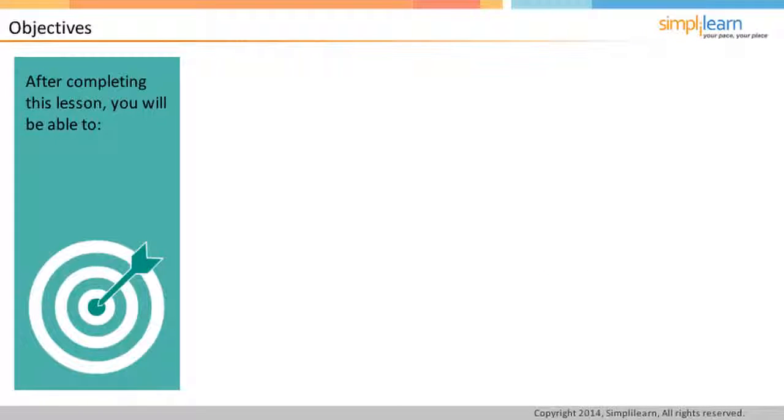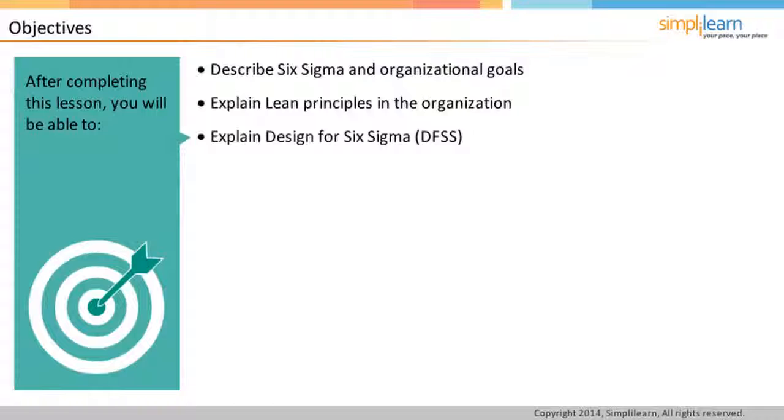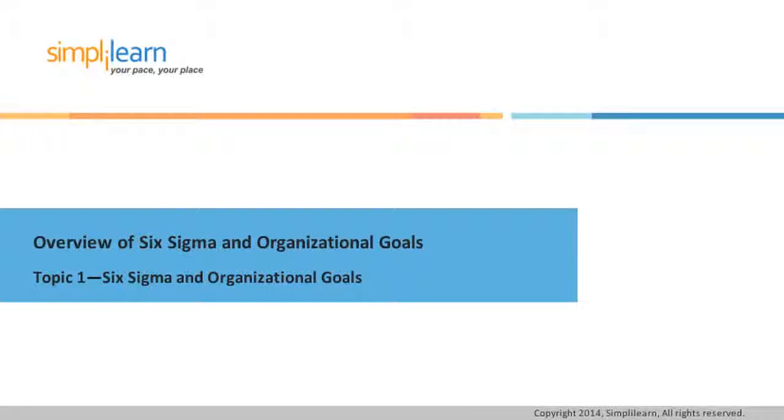After completing this lesson, you will be able to describe the basics of Six Sigma and organizational goals. You will also be able to explain lean principles in the organization and design for Six Sigma. Let us start with the first topic in the following screen. In this topic, we will discuss the basics of Six Sigma and organizational goals. Let us start with an introduction to Six Sigma in the following screen.